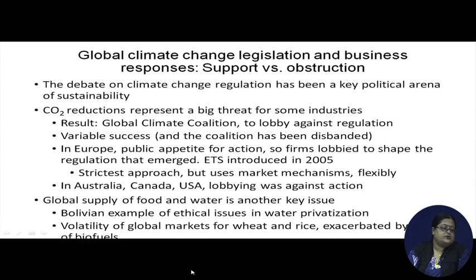Another issue which is of importance is the global supply of food and water, whether the supply of water should be privatized, and the ethical issues related to it, and the volatility of global markets for rice and wheat, exacerbated by the rise of biofuels. These are important issues to be discussed under global changes and business responses, whether it is an obstruction created by the industries towards the implementation of these regulations, or they have supported these movements.